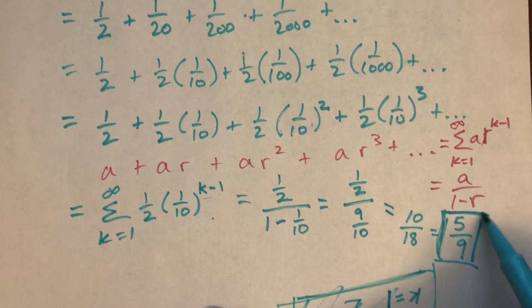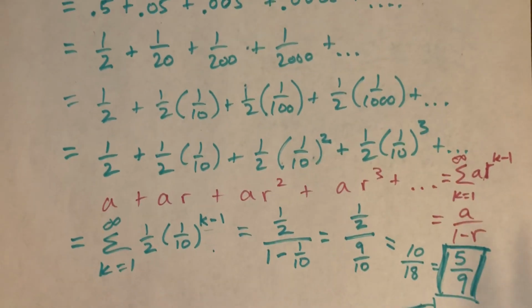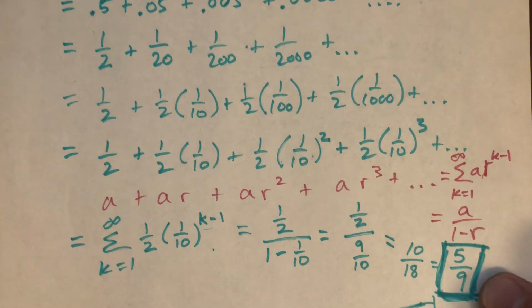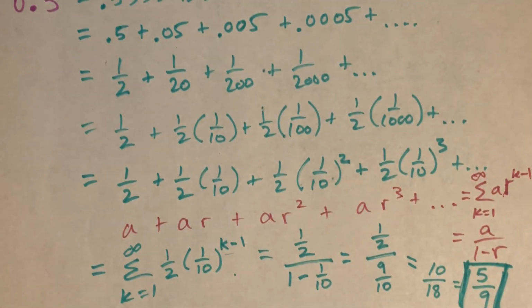So what we just showed was that the repeating decimal 0.5 repeating is equal to the fraction of integers 5 divided by 9. We could check this in a couple of different ways. I think the easiest and most repeatable way to check it would be to just put it in your calculator. Do 5 divided by 9 and you're going to get 0.5 repeating.